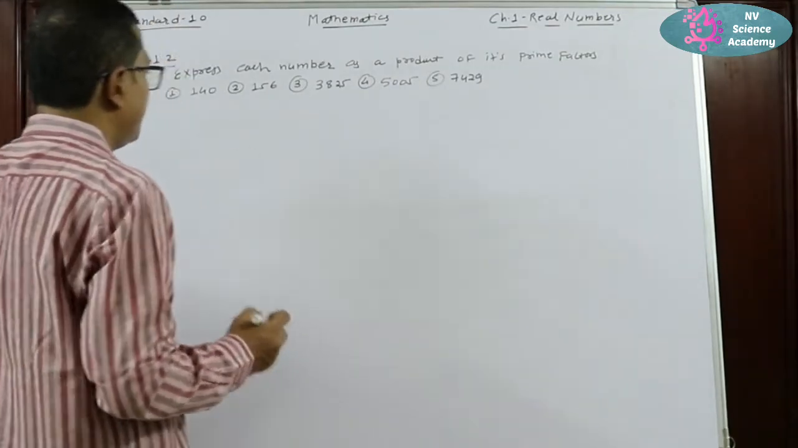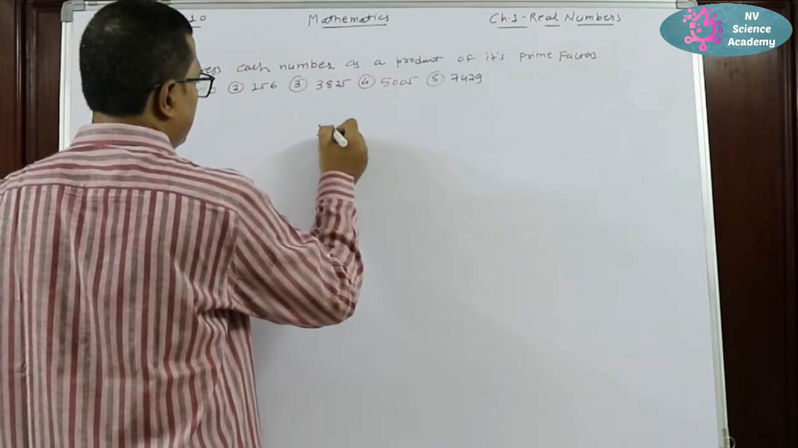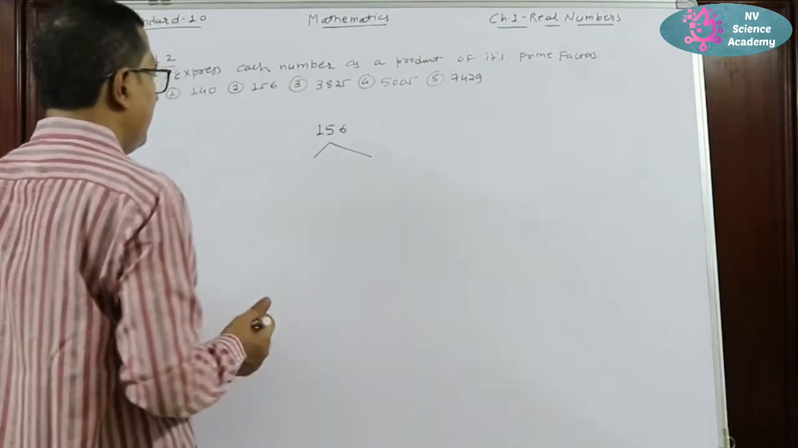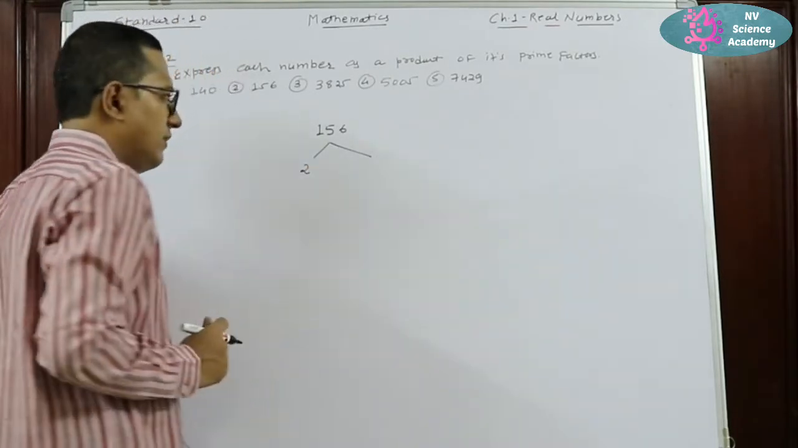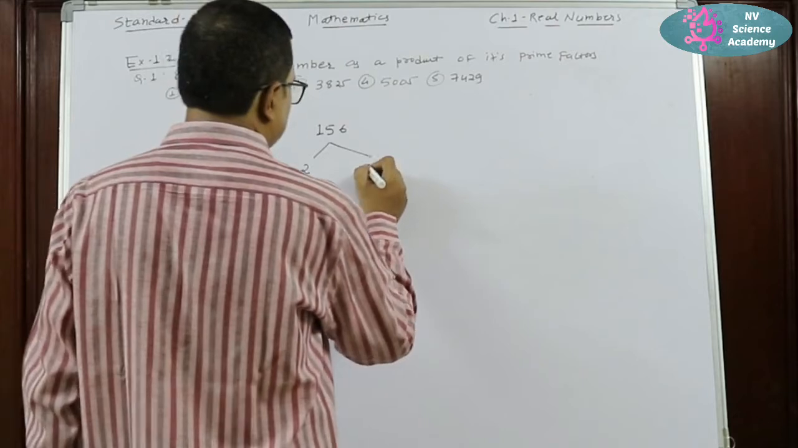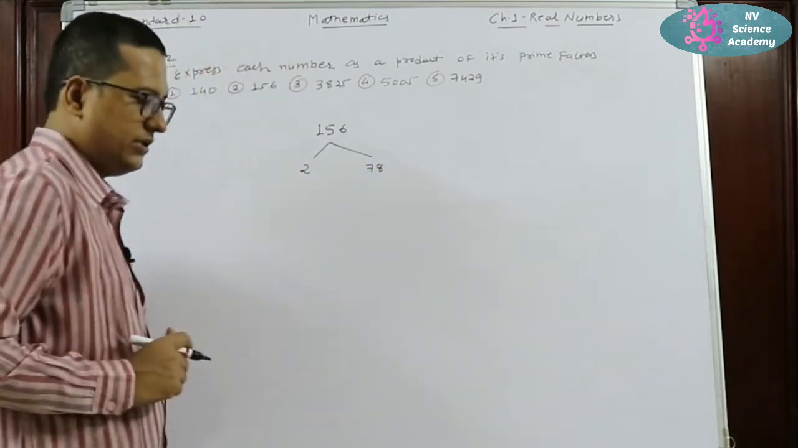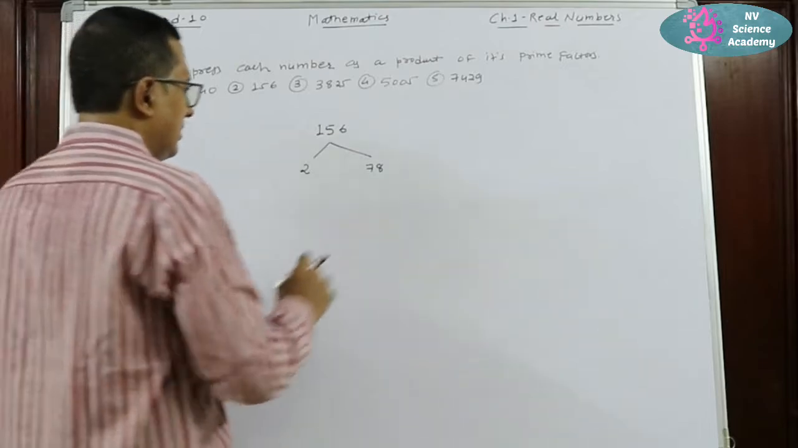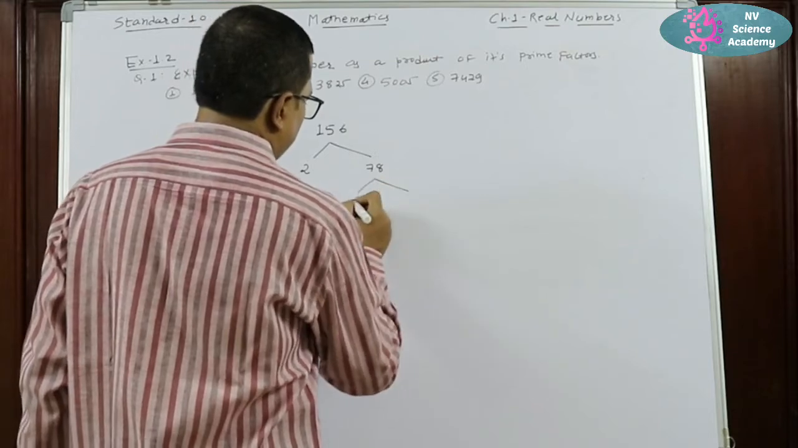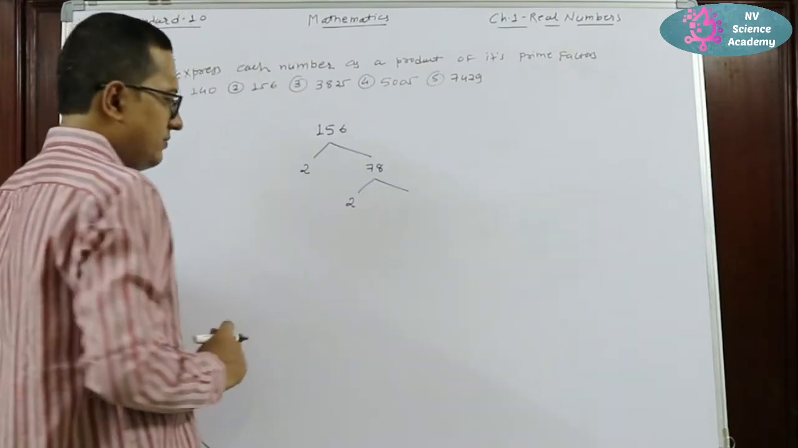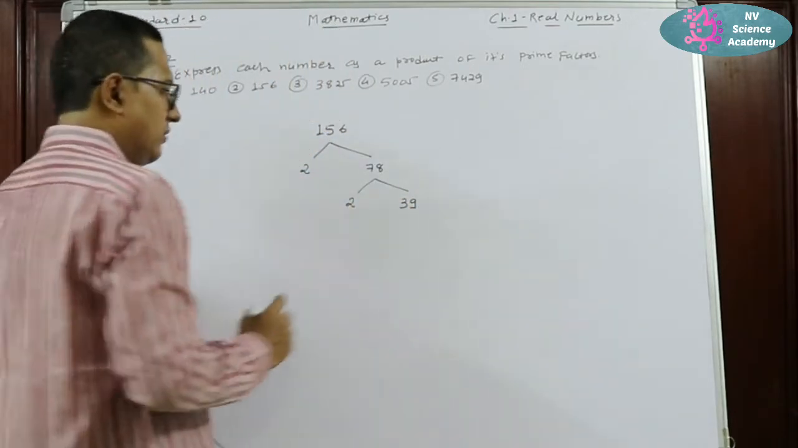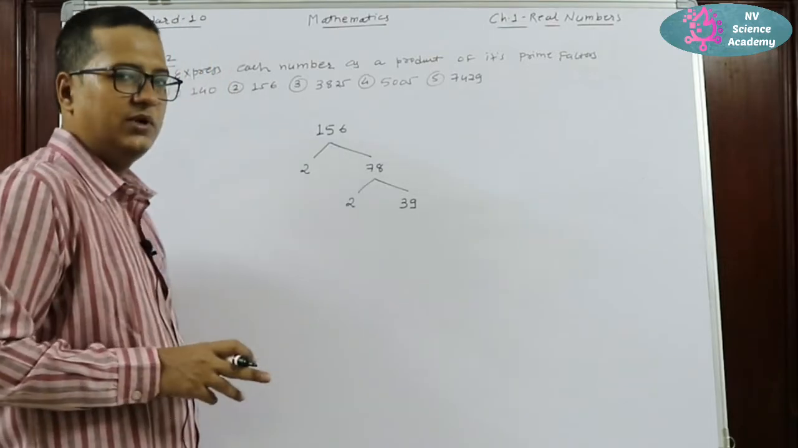Okay, now let us see 156. Here I can see that it is also an even number, so I am going to divide it by 2. When we divide this by 2, what will be the answer? The answer is 78. Now 78 is again an even number, so we are going to divide it by 2. What will be the answer? The answer is 39. Okay, now 39 is not an even number, it is an odd number.